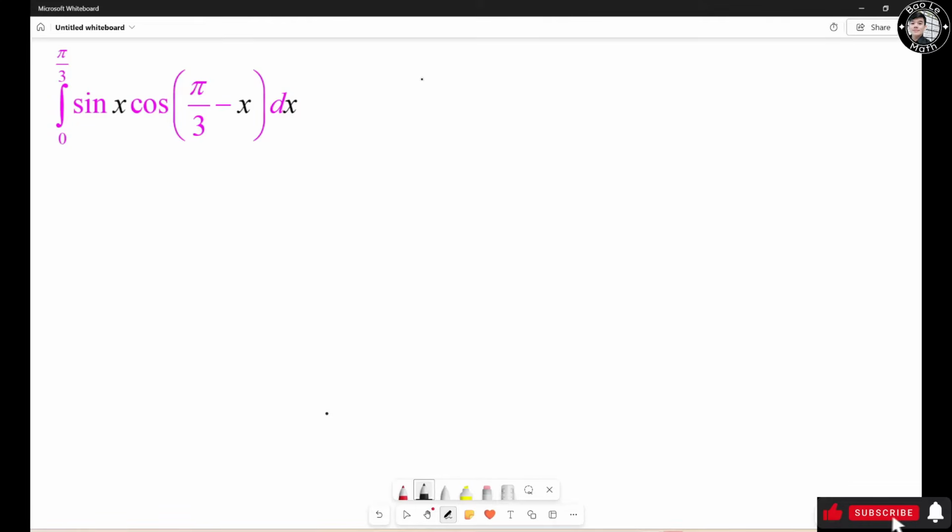Now, we need to apply the product-to-sum trigonometric identity to expand this one. So we have sin A cosine B equals 1/2 times sine of A plus B plus sine of A minus B, right? In this situation, A is s, and B is pi over 3 minus s.